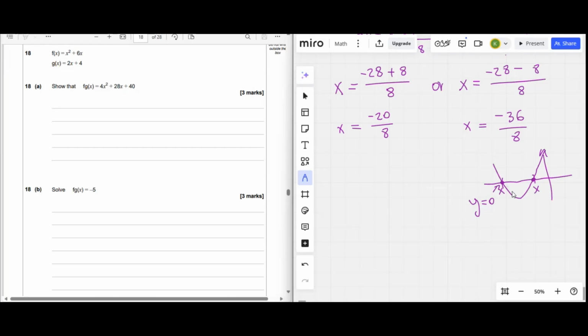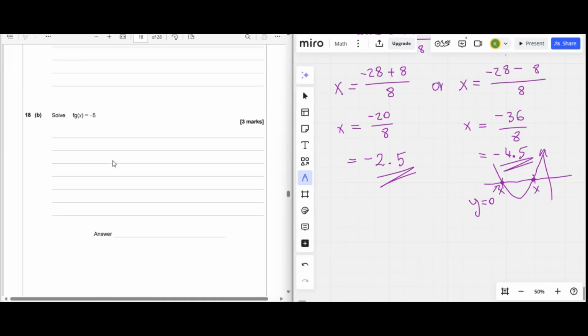These are the roots. Okay, so let's put them as decimal numbers: minus 2.5 or minus 4.5. And those are our two. The answer is both of them.